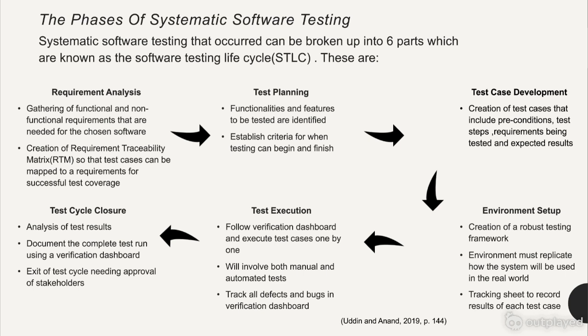For this test phase, I went through the 6 phases of the software testing lifecycle. First, requirement analysis was conducted to gather all functional and non-functional requirements and enter them into a requirement traceability matrix so that test cases can be mapped to them. Then, functionalities and features to be tested were identified, and then we had to establish when we can conduct testing, for example, when the source code is ready.